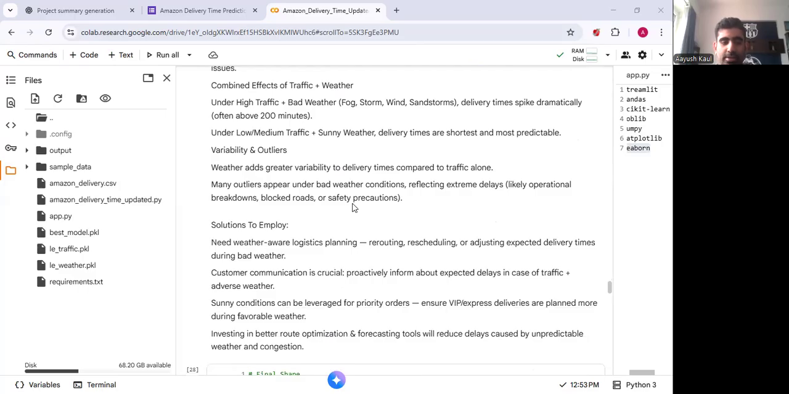The solutions to employ are that we need weather-aware logistics planning: rerouting, rescheduling, or adjusting expected delivery times during bad weather. Customer communication is crucial, which means we need to proactively inform customers about expected delays in case of traffic plus adverse weather.